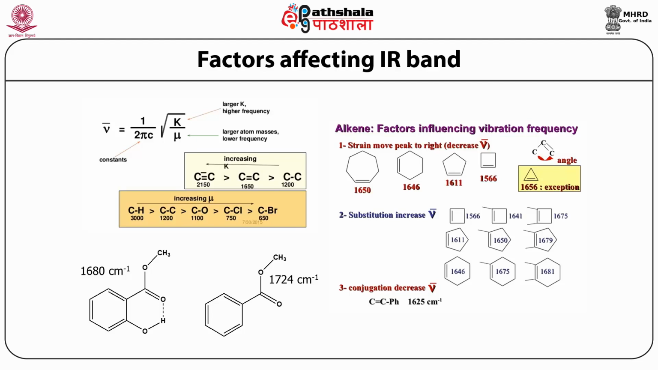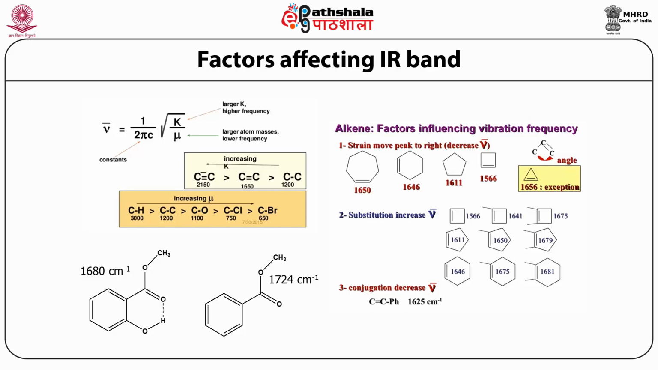Here you find that a simple equation gives you the idea. You can easily understand what features decide the intensity of the IR spectrum. It is given as the frequency equals 1 by 2 pi c into the root of k by mu, where c is a constant and k is another constant. So the larger the k, the higher the frequency, and for mu, the larger the atomic masses, the lower the frequency. So this relation you have to remember: if the mass is low, the frequency is high. The larger the k, the higher the frequency.